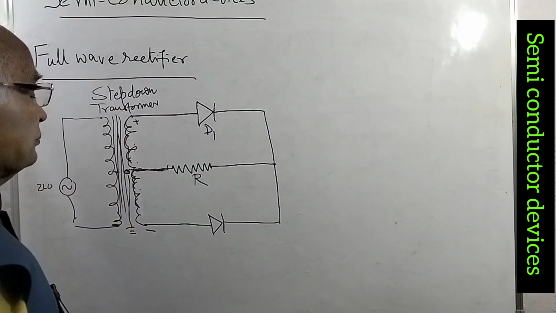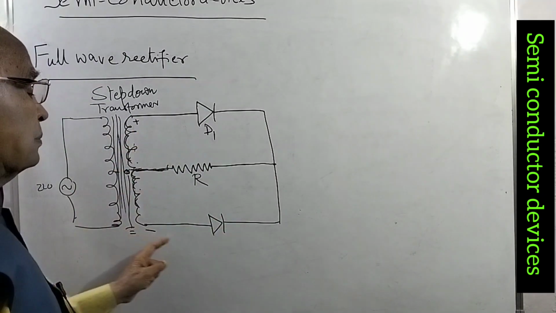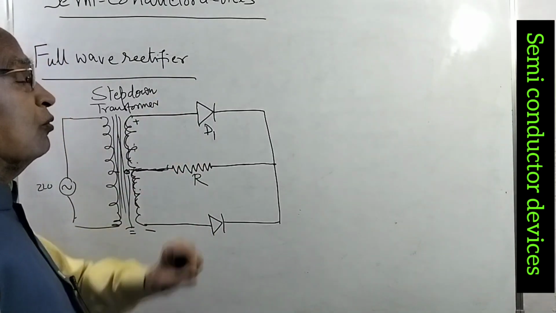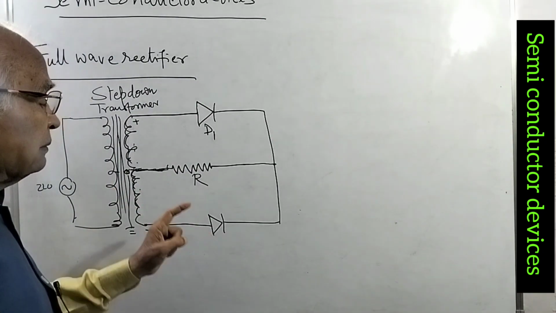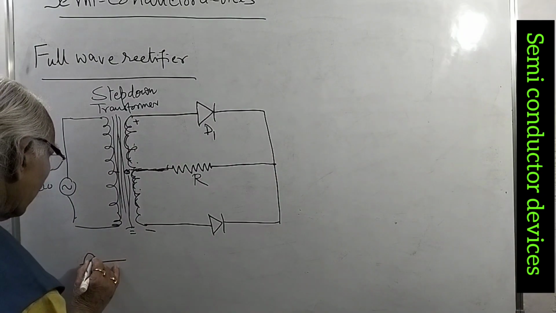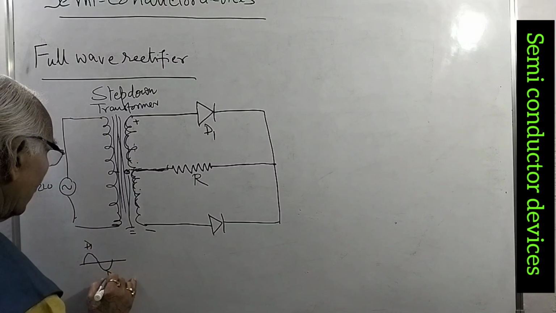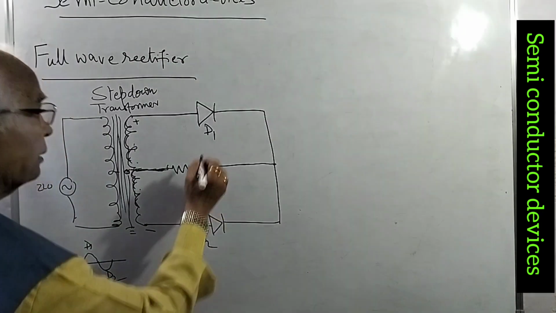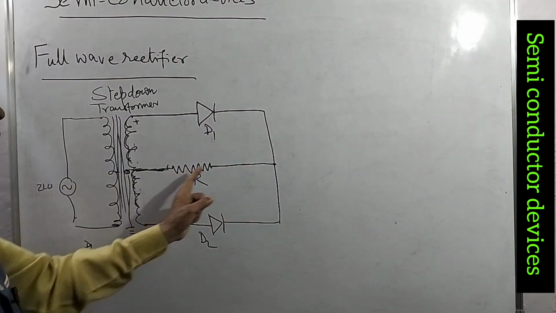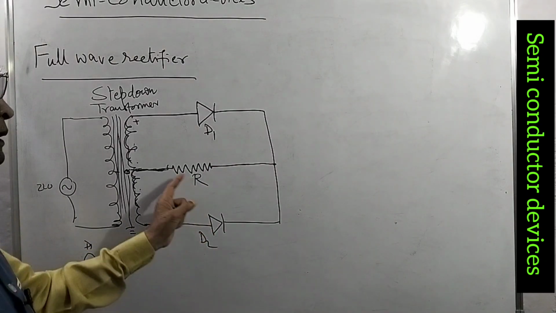And when this is now negative, this is positive, this diode conducts because it becomes positive, and this doesn't conduct. So for the half positive cycle, this diode will conduct. For the half negative cycle, this diode will conduct. So for the full AC, that is the positive and negative, for this the diode D1 conducts, for this the diode D2. So in the positive half cycle, D1 conducts and gives a voltage here. And for the negative half cycle, D2 conducts and gives voltage here.